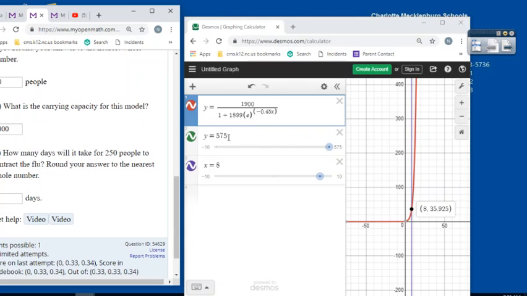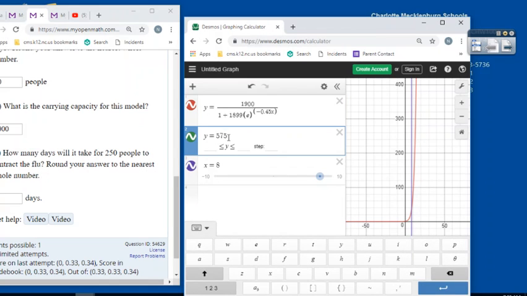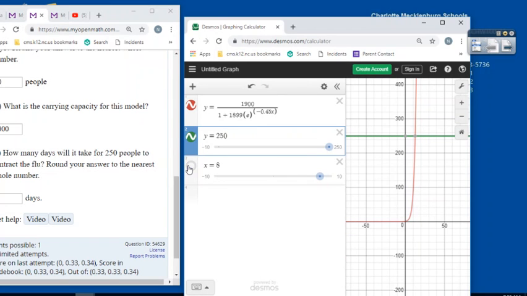And how many days will it take for 200 people to contract the flu? Now I have y is equal to 250. So that's going to be 12.582, so 12.582 is going to round up to 13.